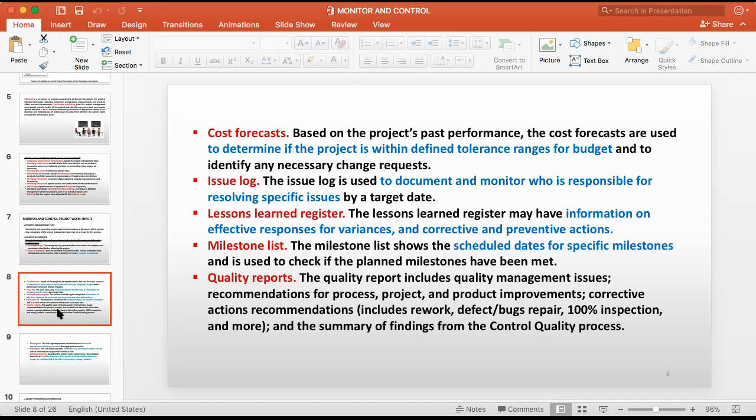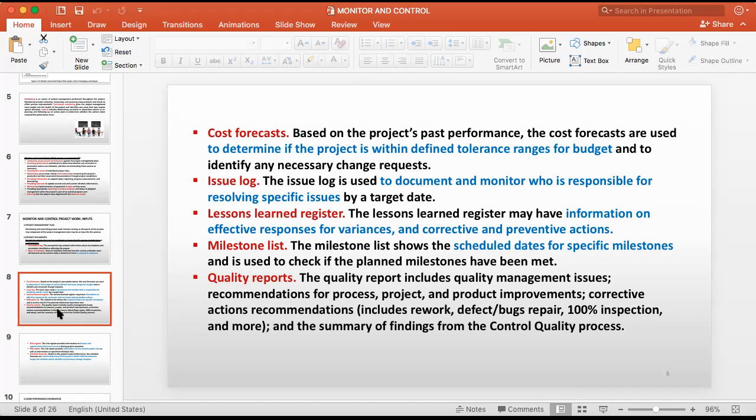The lessons learned register. The lessons learned register may have information on effective responses for variances and corrective and preventive actions taken in the previous project. So this is a lesson learned. You are going to implement that experience in this project also. How did we carry out these variances? How did we address that? What were the corrective and preventive actions taken in that earlier work, the previous phase of the project or the previous project?